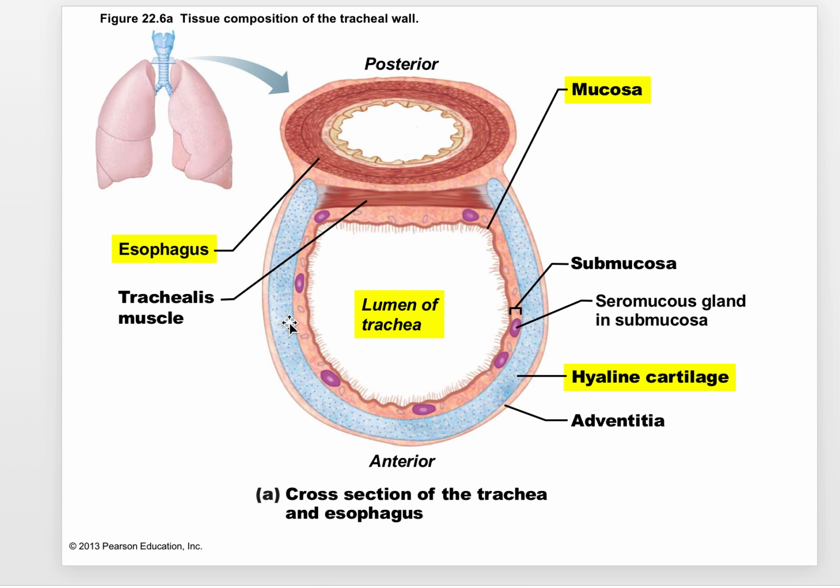Here's another view of the cross-section of the trachea and the esophagus. This is the esophagus here. And the esophagus is posterior to the trachea. The trachea is anterior to the esophagus.